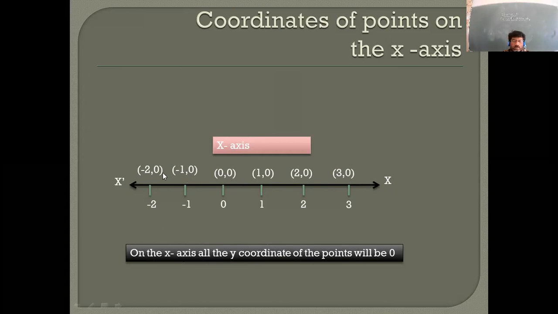So if 0 is coming in the second part, as the y coordinate, you have to understand that the point is lying on the x-axis.